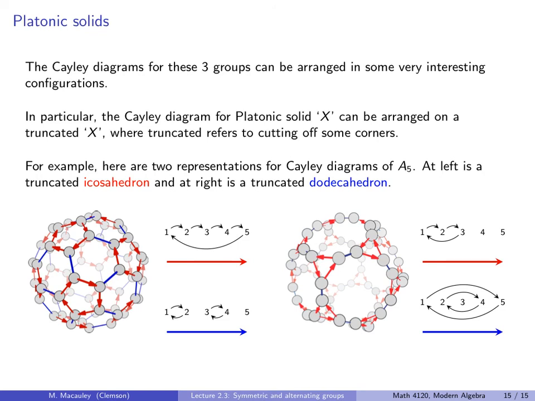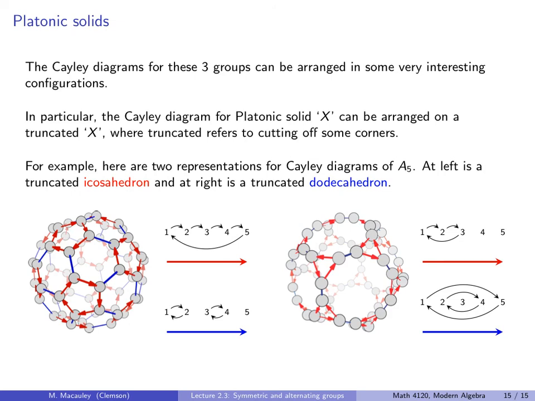At left is a truncated icosahedron. The icosahedron, that is the polytope that has 20 triangular sides. So if you take that and you chop off a bunch of its corners, and then you color the remaining edges red and blue, you actually can arrange the Cayley diagram onto it. And here, red and blue correspond to this choice of generators, not the most natural choice of generators of A5.